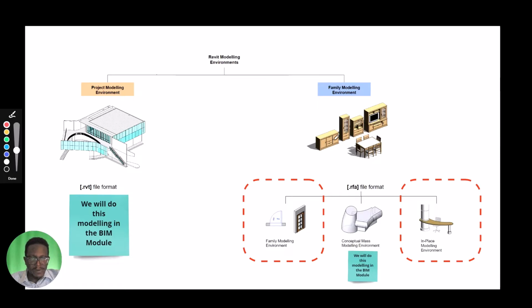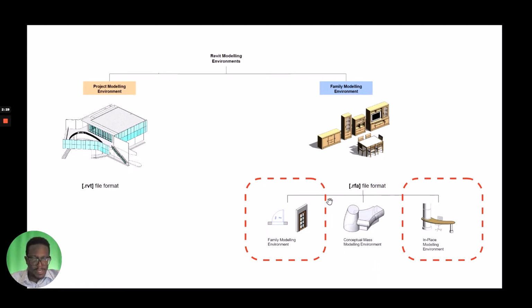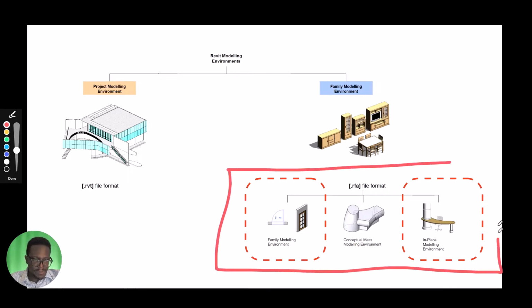Now, the family modeling environment is divided into three categories. You have a user interface just for the family modeling. Then there is the conceptual mass editing. And then there is the model in place. Now, these three methods of creating families are also embedded in Revit.